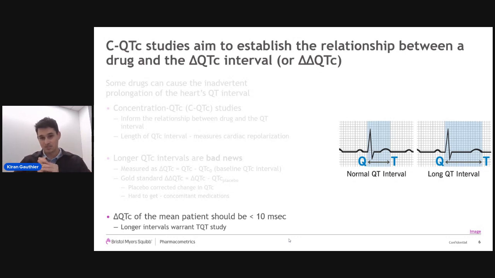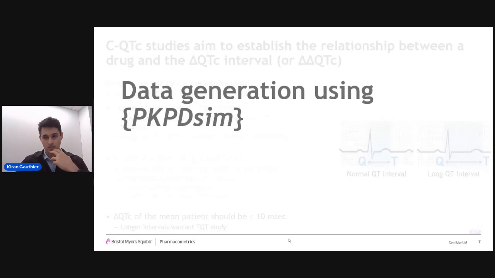Obviously I don't want to misspeak and these views are my own, but I think the current guidance basically says that we don't want the mean patient to have a delta QTc of greater than about 10 milliseconds. That'll warrant a TQT study.